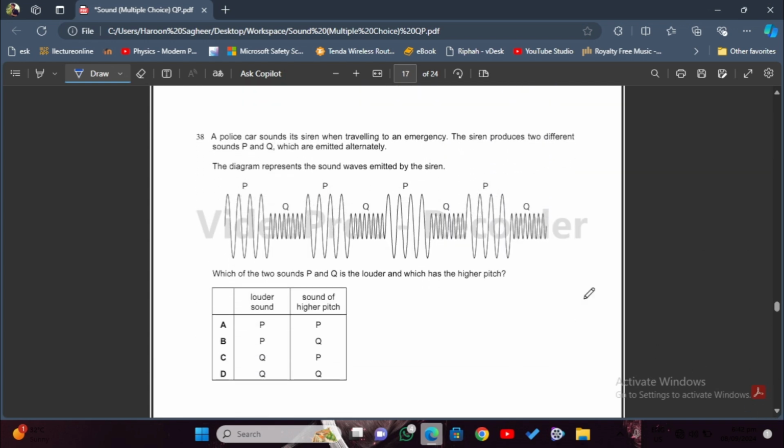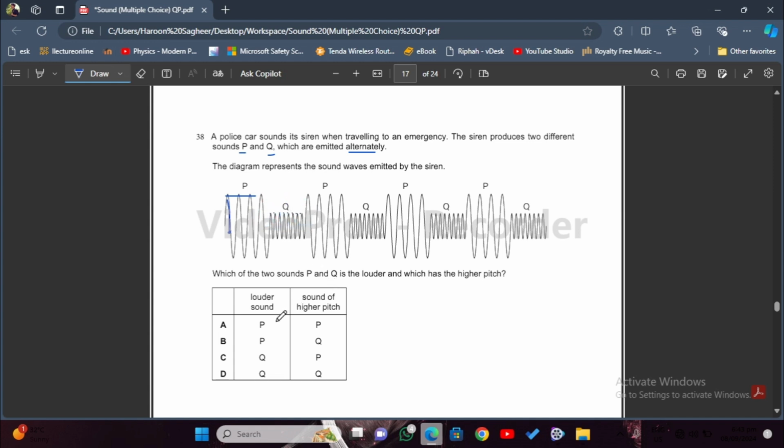Okay, now question number 38. A police car sounds its siren when traveling to an emergency. The siren produces two different sound waves, P and Q, which are emitted alternately. Here's the P, here's the Q, then P, then Q, and so on. In the case of P, we can see that P has a higher amplitude, but its pitch is low, meaning the frequency is low. Here we have 4 waves, and here we have 1, 2, 3, 4, 5, 6, 7, 8.